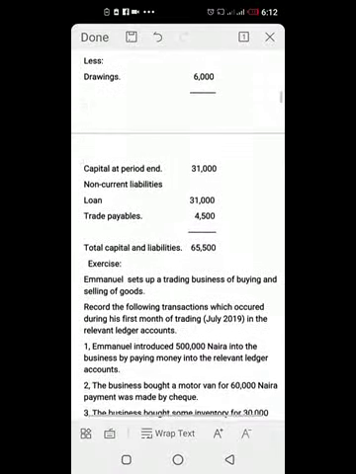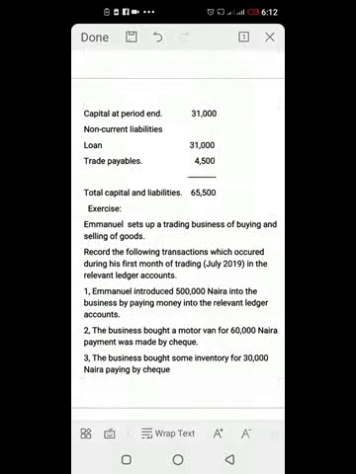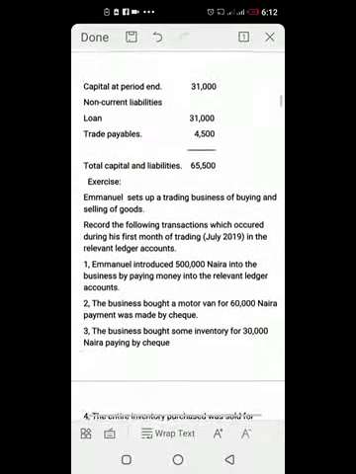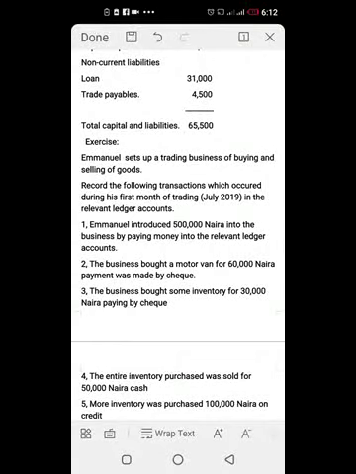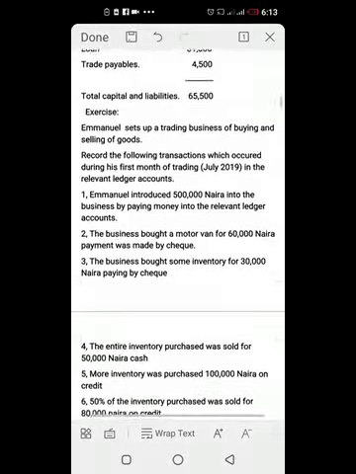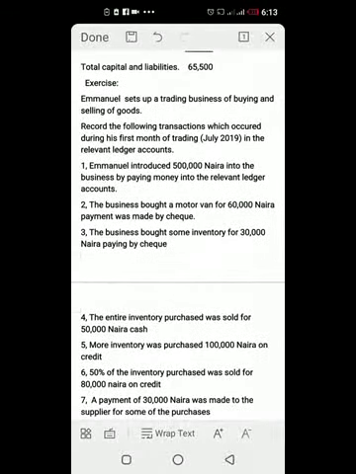Now let's go to the exercise given by ICAN. Let's see if we can actually solve and calculate the statement of financial position, trial balance, and the rest. This will be a revision of what we have been doing. I believe after this you should be very grounded in trial balance, statement of profit and loss, and statement of financial position. Let's quickly look at the questions.